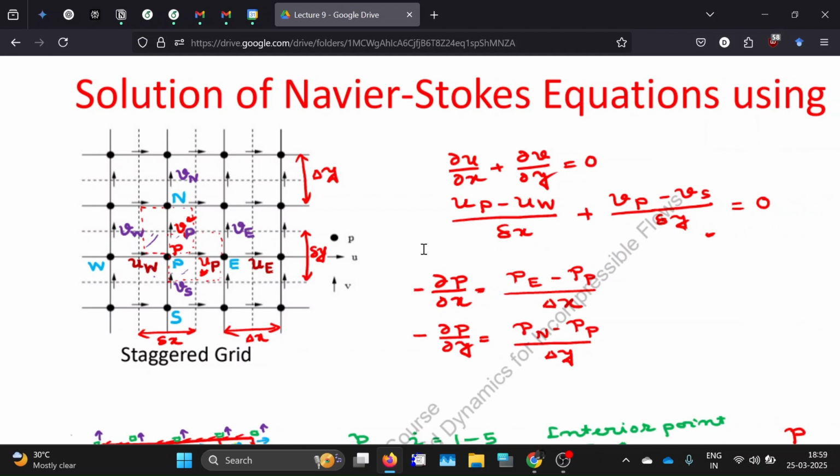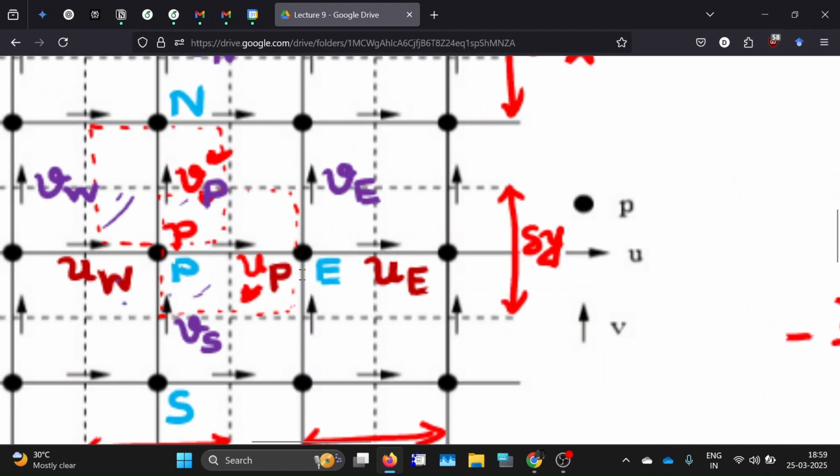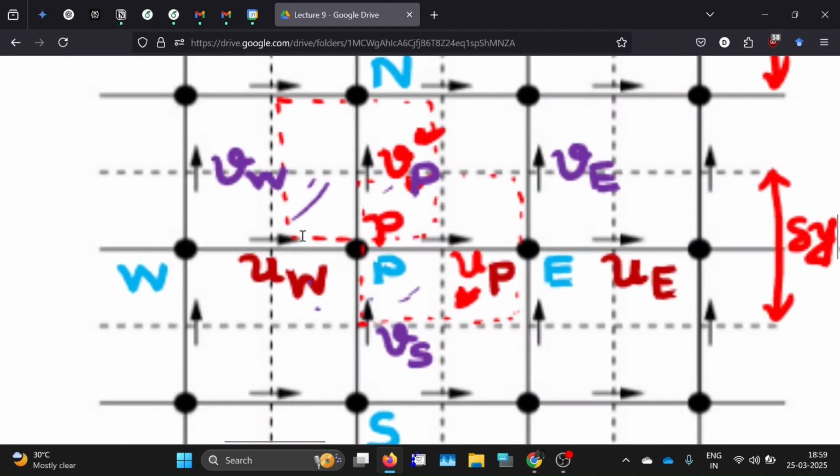But for the velocity thing, del u by del x in the first equation, we have written UP minus UW. So then our grid is this one, with pressure p at point p. So then this is our control volume. What goes in through the left side, what goes out through the right side, and what goes in and out through the top, that should all match up.